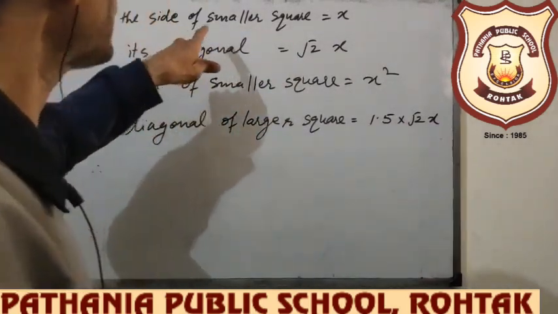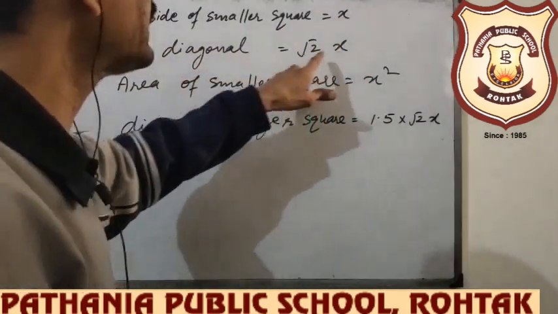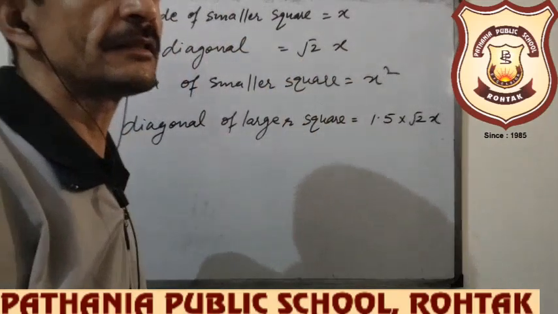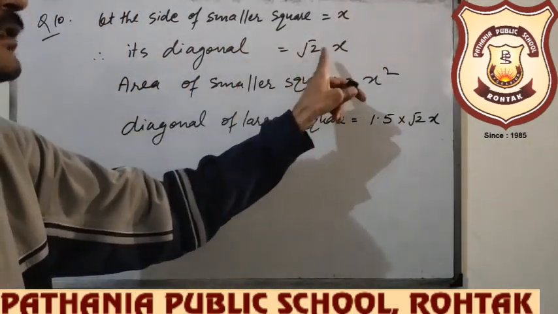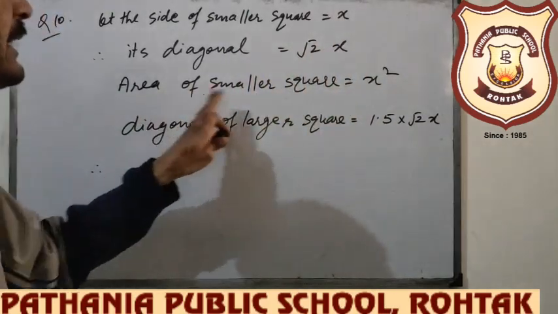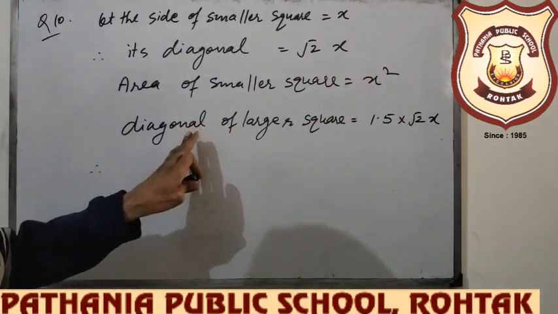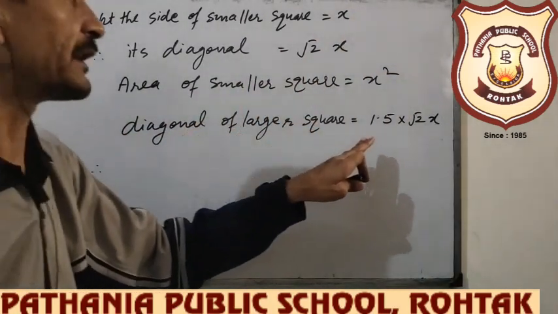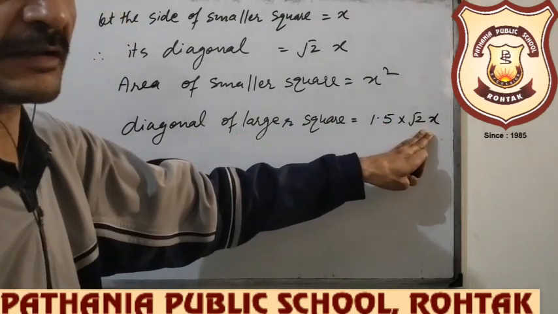It is given that the side of the smaller square, मान लो x है, then its diagonal is root 2 x. Whenever in case of a square the side is known, then its diagonal is under root 2 times the side, by Pythagoras theorem. Area of smaller square is what? Side square.